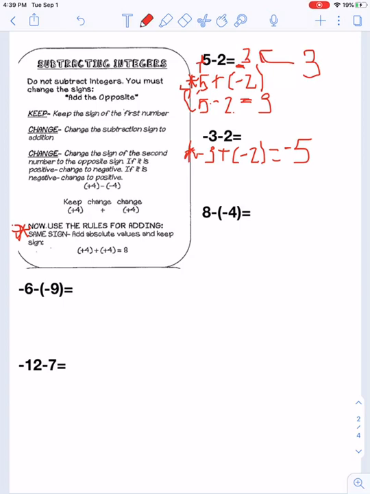8 minus negative 4. So I see we're subtracting, so the first thing I'm going to do is keep the first number the same. I'm going to change it to addition. The opposite of negative 4 is positive 4. So really, guys, this is our new problem we're working with, 8 plus 4. Well, we all know 8 plus 4, same signs. We add and keep the sign. So we get 12.